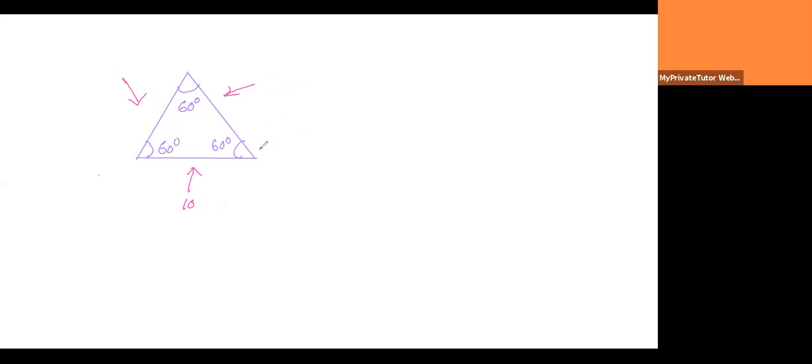Similarly, I'm just erasing a bit here. They haven't given the angles, but they have given the lengths. This is 9 centimeters, this is 9 centimeters, this is also 9 centimeters, which means all three sides are equal, which means what? Obviously, all three angles are equal. That's it. So all three angles become 60, 60, 60 again.